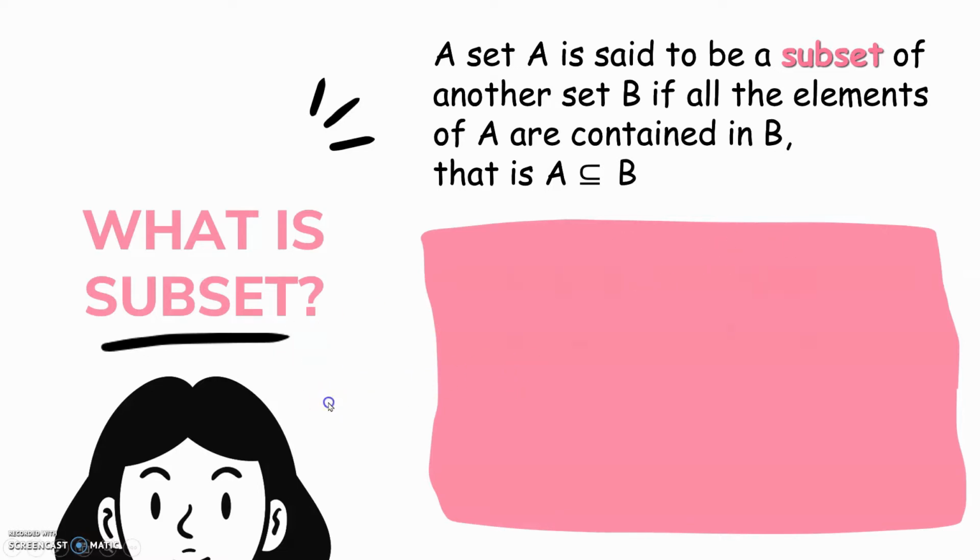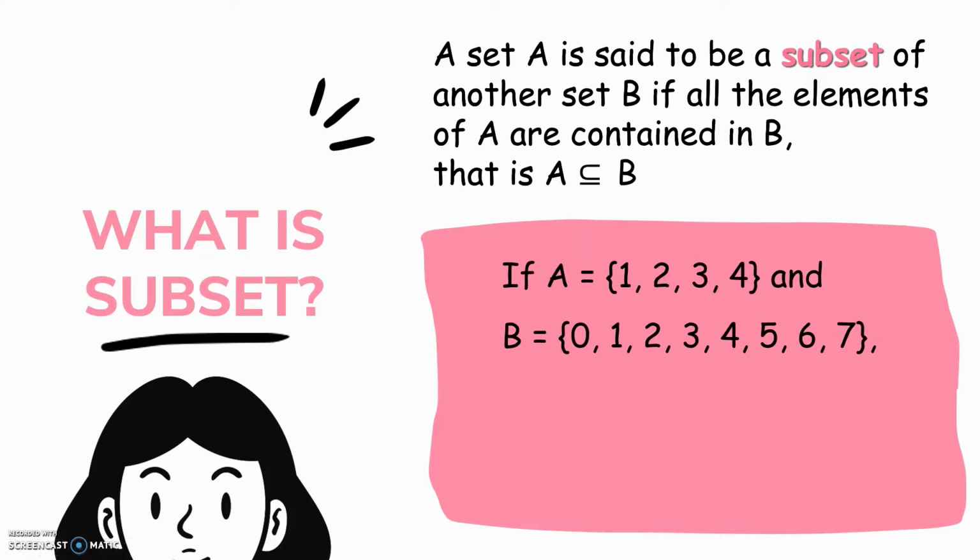That is, A is a subset of B. It uses a symbol. In this example, we have a set A with the elements 1, 2, 3, and 4, and set B has the elements 0, 1, 2, 3, 4, 5, 6, and 7. We can say that set A is a subset of set B. Why? Because all the elements of set A, which are 1, 2, 3, and 4, can be found in set B, which counts from 0 to 7.